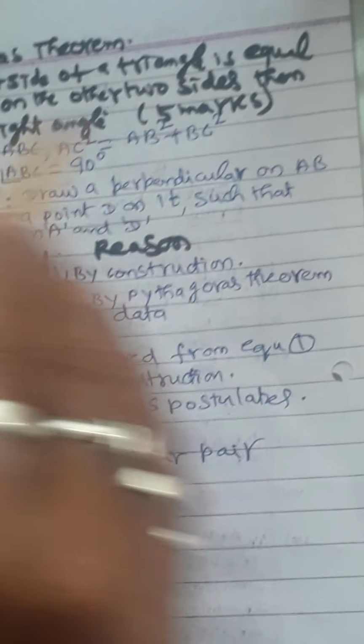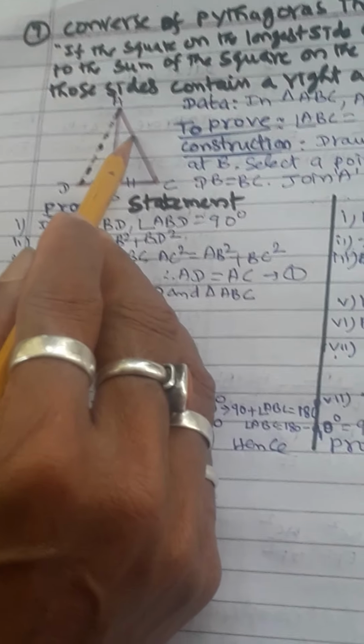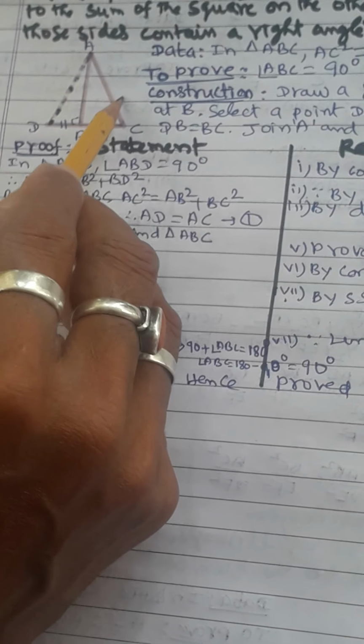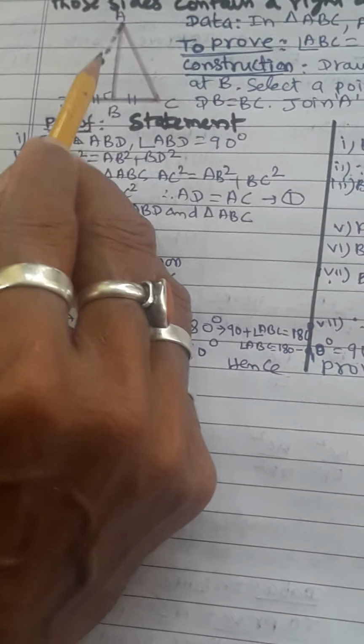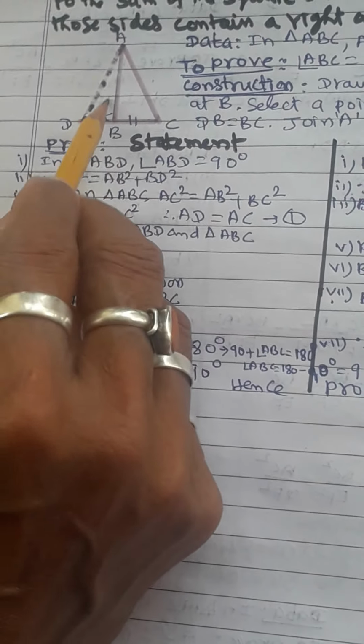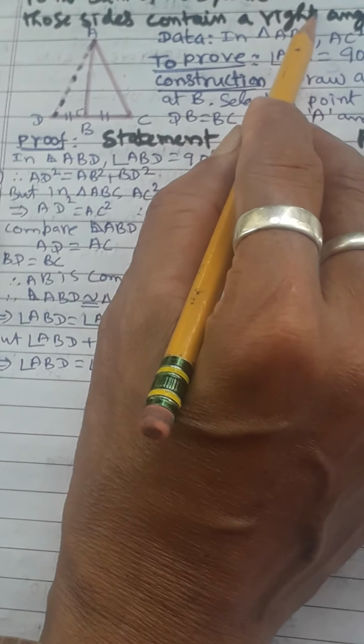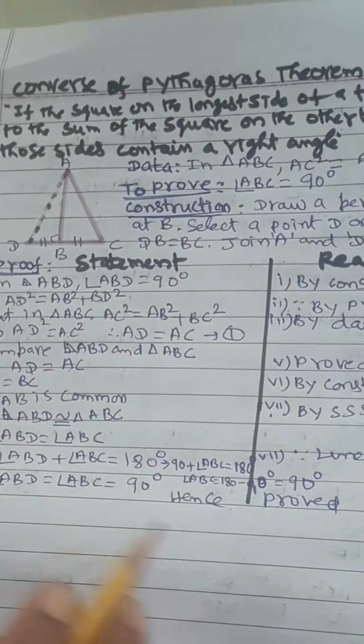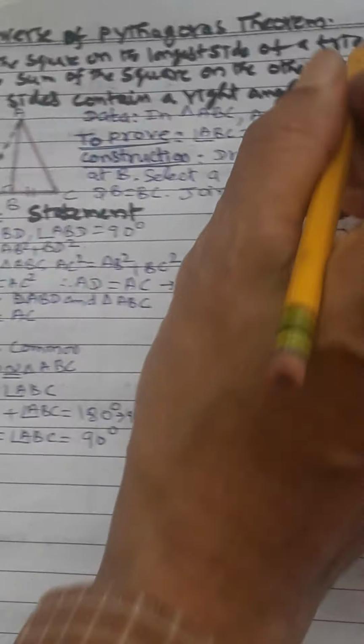Then the last theorem. We call this the converse of Pythagoras theorem. They will also ask this for 5 marks questions. What they are saying is, in any triangle, if the square of the longest side is equal to the sum of the squares of the other two sides, then you should prove that the angle will come as 90 degrees. That is the converse of Pythagoras theorem.